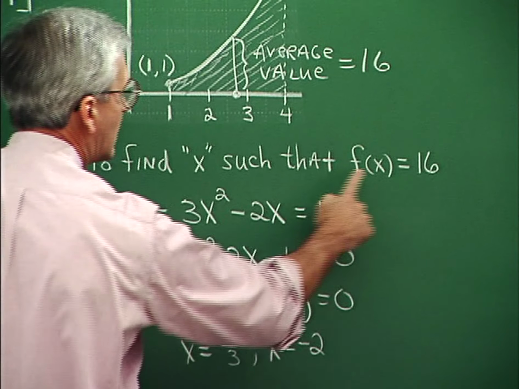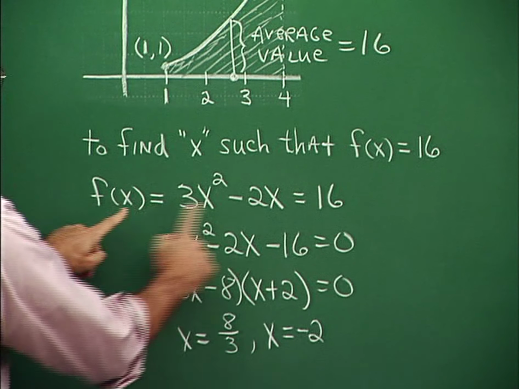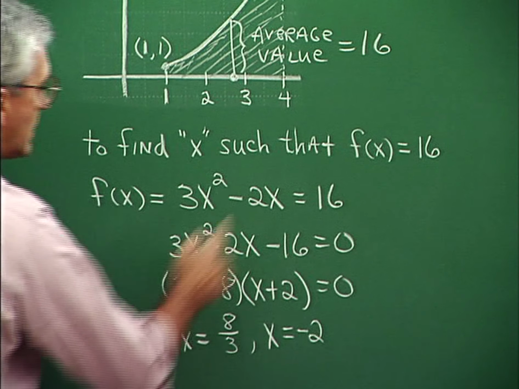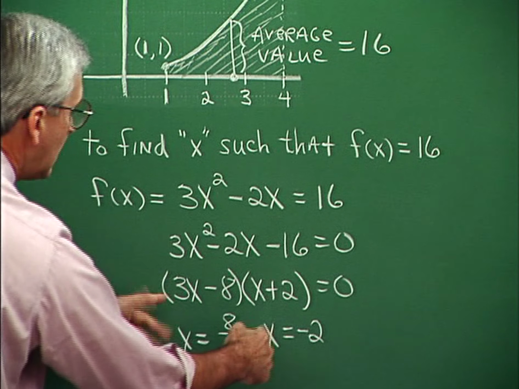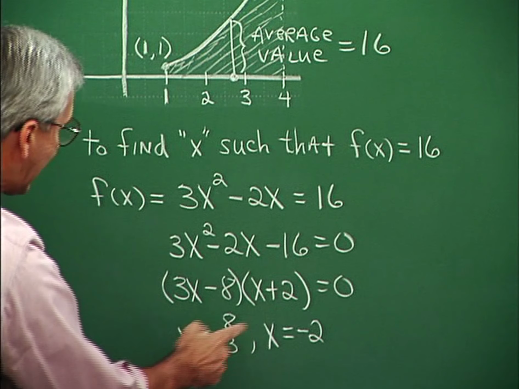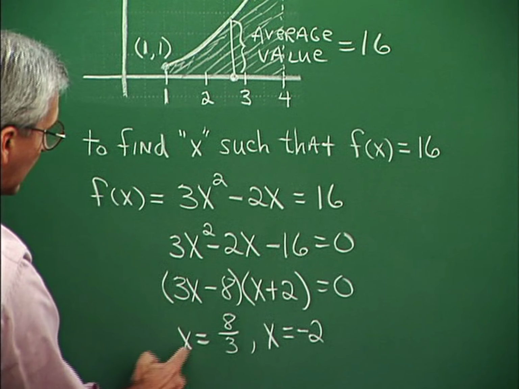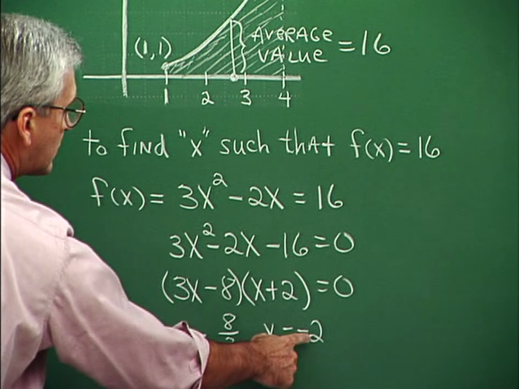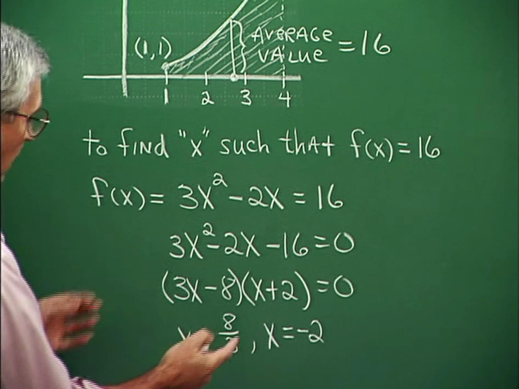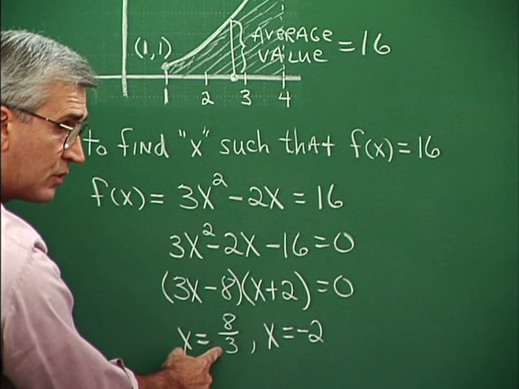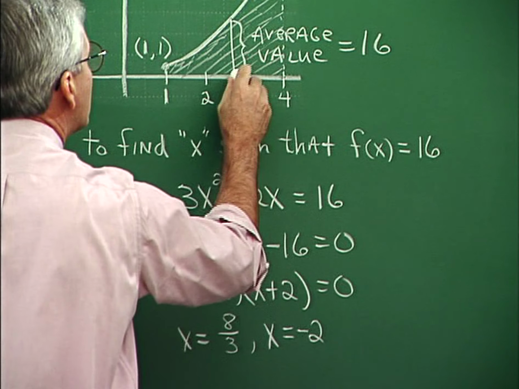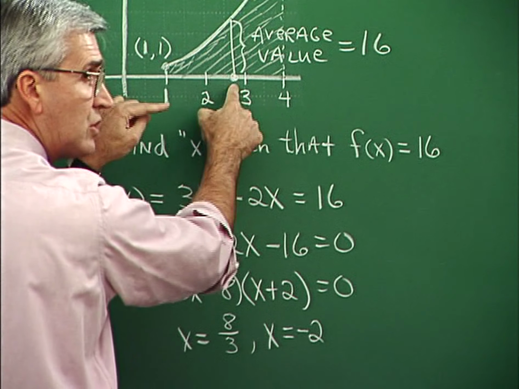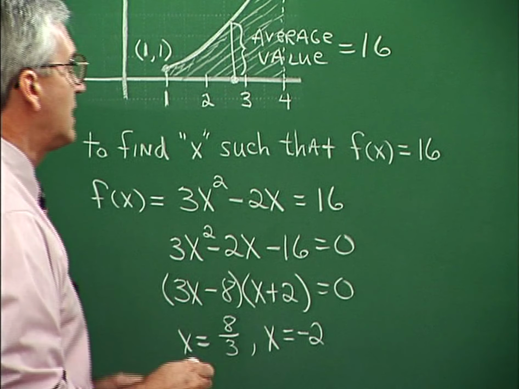But to find the x such that f of x is 16, f of x is this expression, set it equal to the 16 and solve for x. You see, kick the 16 to this side, factor, and now we want the zeros of the factors. So the 0 for this factor would be 8/3. The 0 for this factor is -2. Throw this one out because -2 doesn't appear within the interval we're talking about. This 8/3 is 2 2/3. So this value right here is 2 2/3, such that f of the 2 2/3 will give the 16.